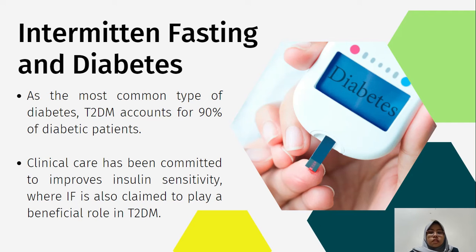Clinical care has been committed to improving insulin sensitivity, where intermittent fasting is also claimed to play a beneficial role in type 2 diabetes. The collected evidence has verified the beneficial effects of intermittent fasting on diabetes in animals and in type 2 diabetes patients. Meanwhile, it should be noted that the impact of intermittent fasting is riskier on diabetic patients than on obese patients.